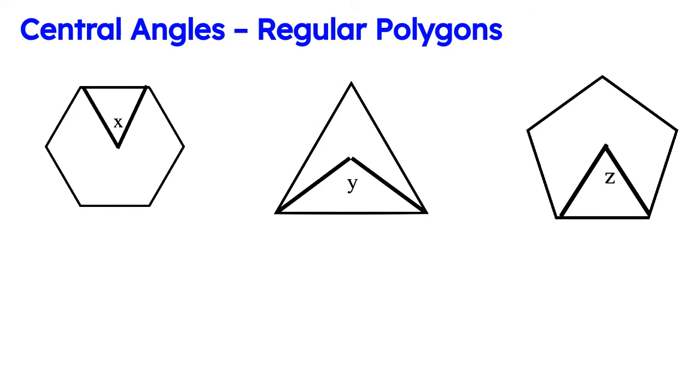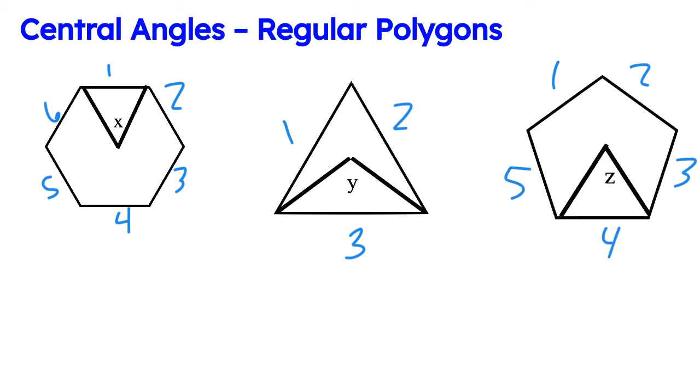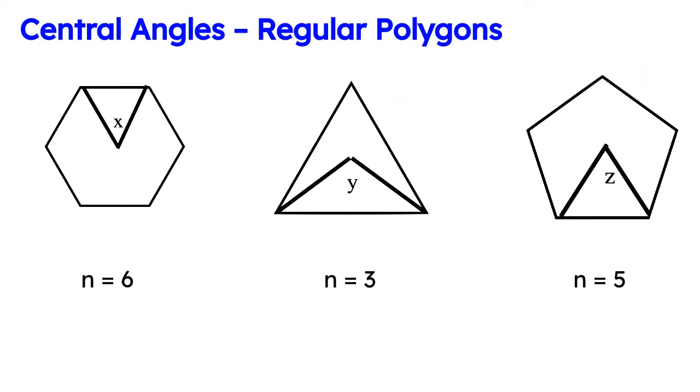So let's look at a few different examples. If you look at the shapes that we've got here, we've got a hexagon that's got 6 different sides. We also have a triangle that's got 3 sides. And then we've got a pentagon that's got 5 sides. So for the first one, n equals 6, n is the number of sides. For the second one, n equals 3, and then n equals 5.